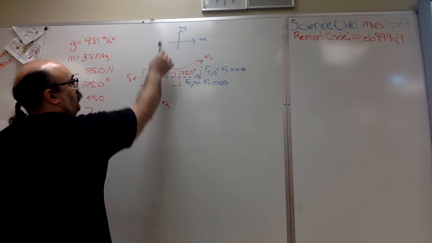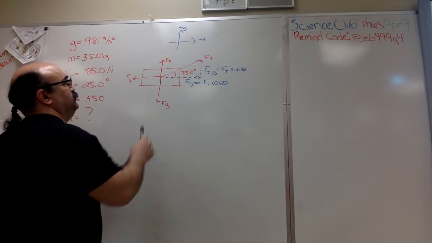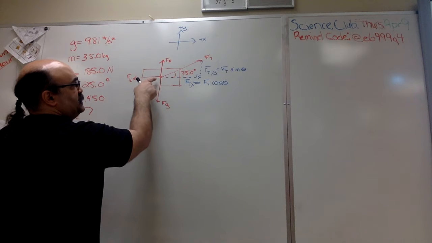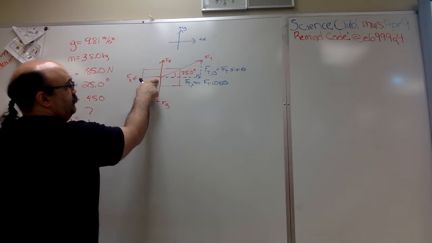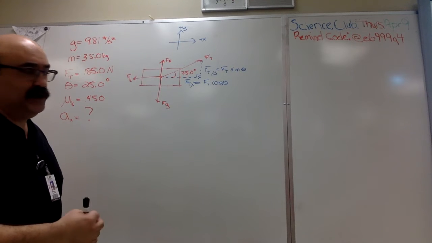So we have the normal force pushing up. We have the force due to gravity pulling down. We have the force due to tension from the strap that the person is pulling. Notice I've added that towards the center here. And then we have the force of kinetic friction, which is in the opposite direction of motion.